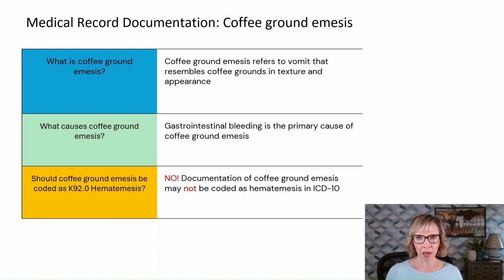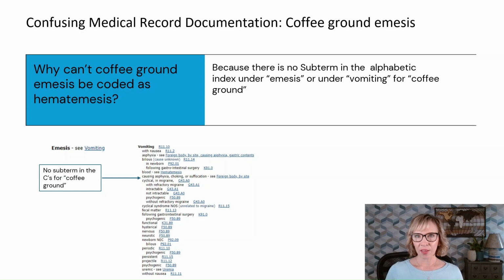Documentation of coffee ground emesis may not be coded as hematemesis in ICD-10. Even though coffee ground emesis does often indicate the presence of GI bleeding, we are unable to code documentation of coffee ground emesis as hematemesis because there's no subterm in the alphabetic index under emesis or under vomiting for coffee ground. So we cannot assume that this term indicates that the patient is experiencing a gastrointestinal bleed with hematemesis without further provider documentation clarifying the diagnosis.